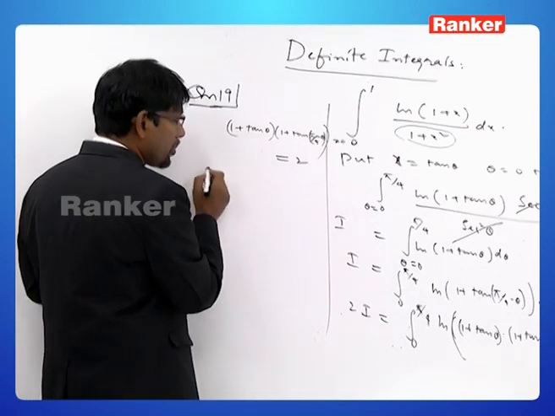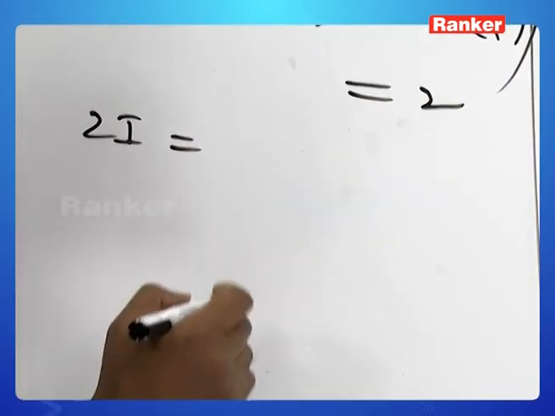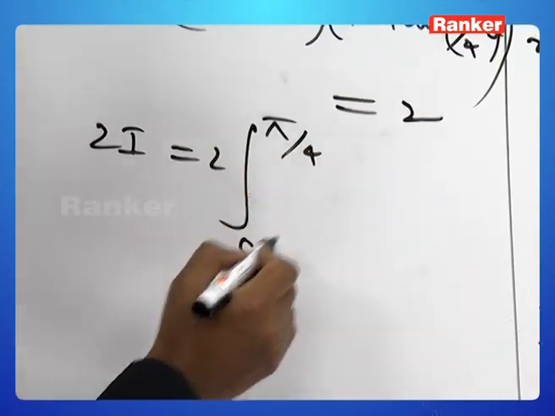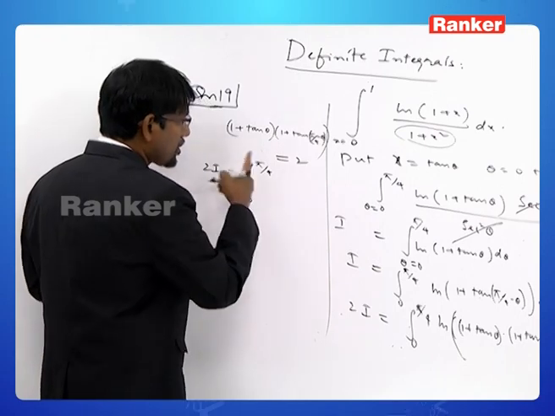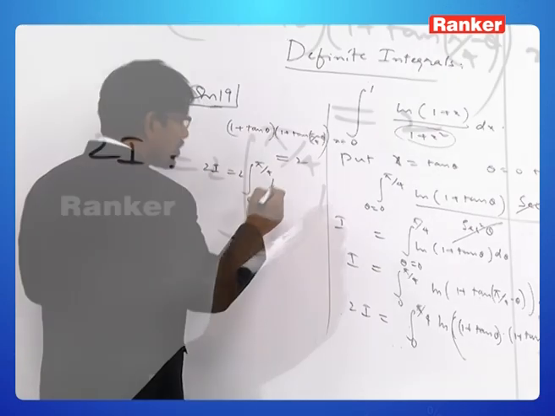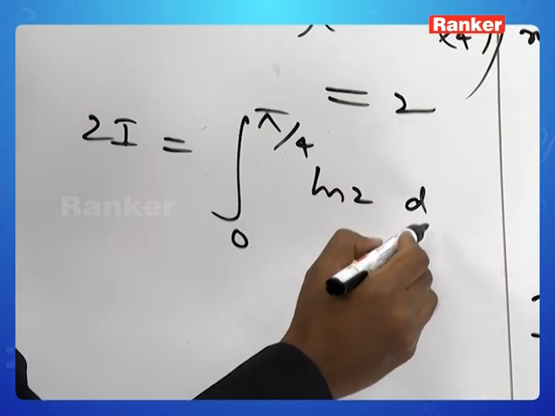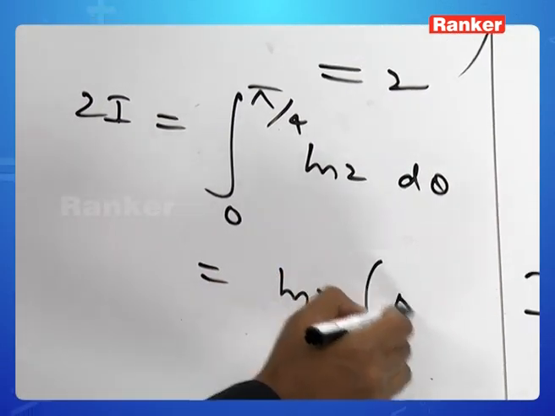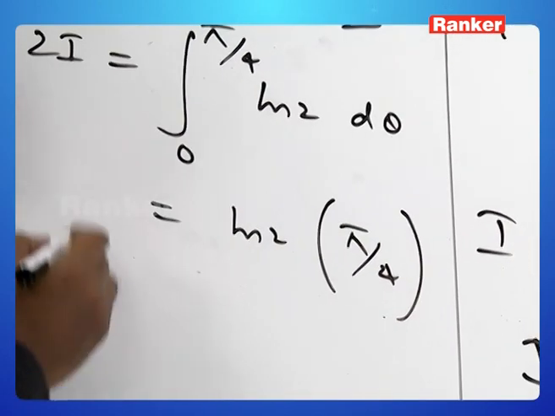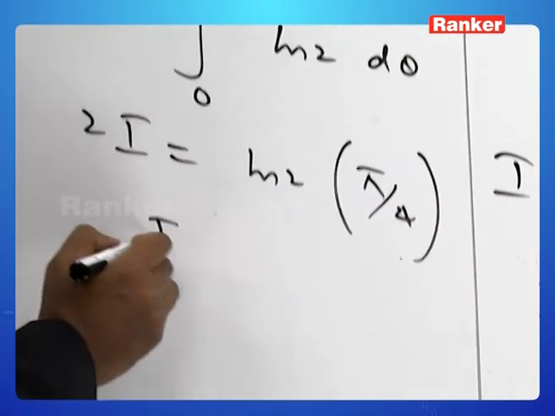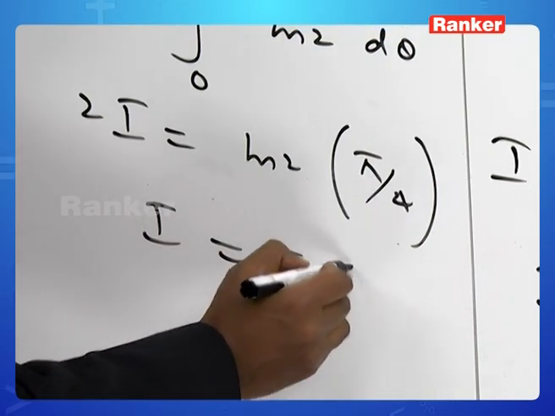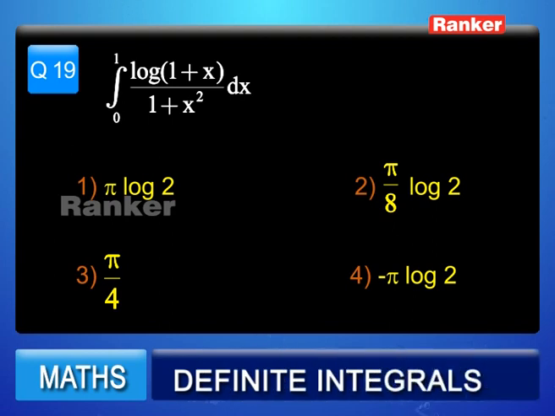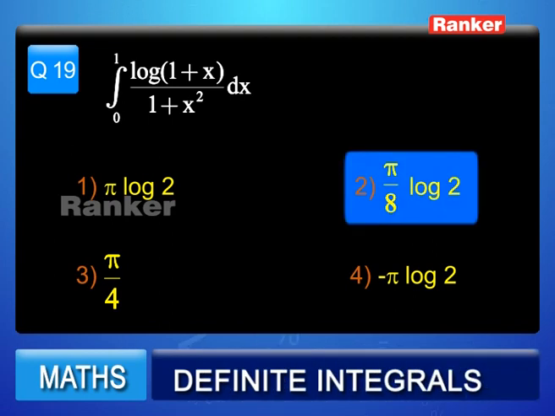So 2I is coming out to be the integral of 0 to pi by 4 of simply ln 2 d theta. So ln 2 into pi by 4. That was 2I. So I will be pi by 8 ln 2. So that is clearly seen in option 2. Answer is in option 2.